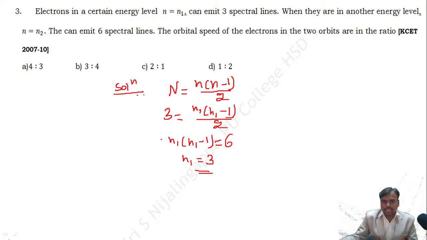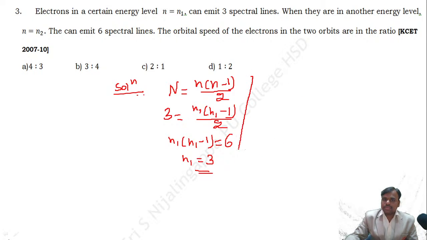If you simplify this quadratic equation, you get n1 is equal to 3 and n1 is equal to minus 2. But you should not take the negative sign. Therefore, here only 3 should be taken. The quadratic equation becomes n square minus n minus 6 is equal to 0. Therefore, by simplifying, we get n1 is equal to 3 and n1 is equal to minus 2. But minus 2 is not a considerable value because orbital number is always positive. Therefore, we must choose n1 is equal to 3.